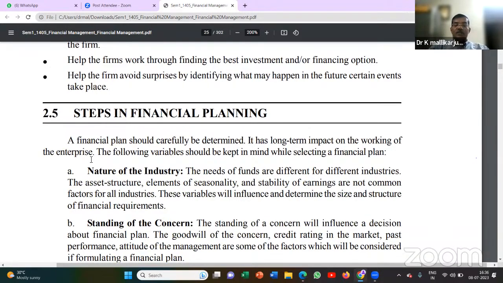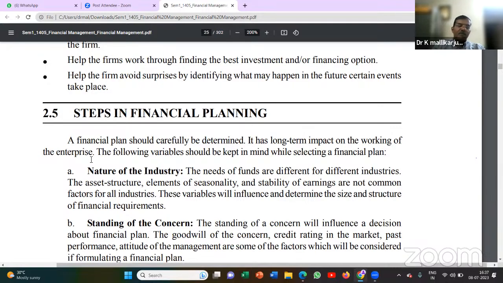The first step is the nature of industry. Depending upon the nature of industry. Industry is nothing but similar kinds of firms: the banking industry, all bank performance; the pharma industry, pharma companies; the IT industry, IT firms; the sugar industry; the film industry, all the film production, right? So every industry has its own nature. Manufacturing industries, service industries, telecom, right? Every industry has its own nature.